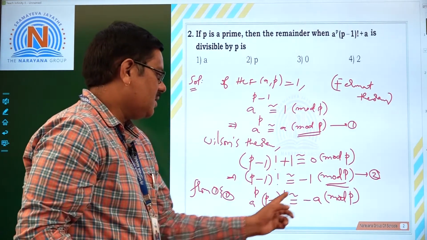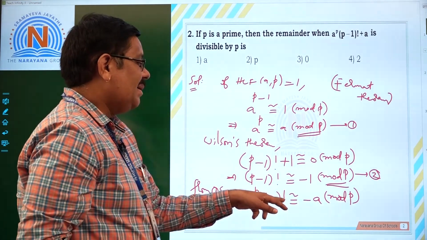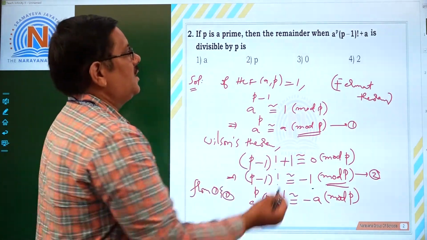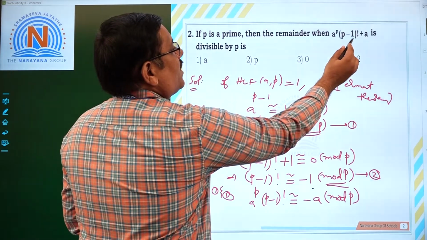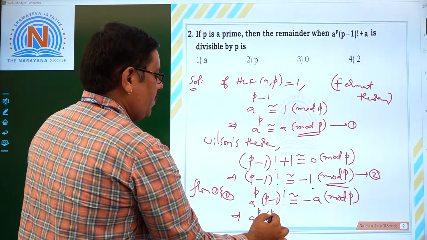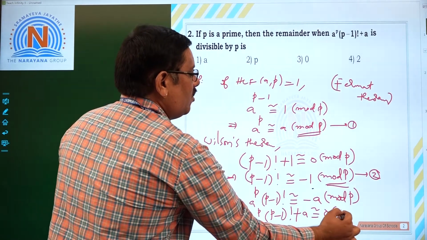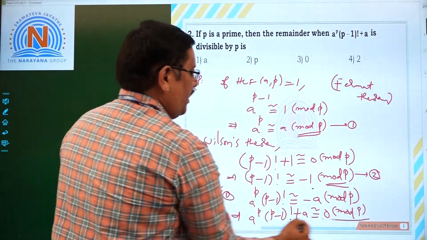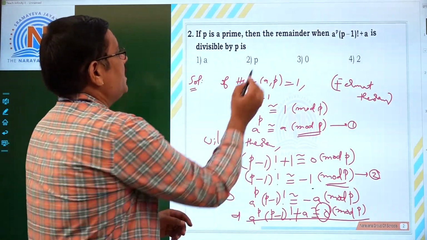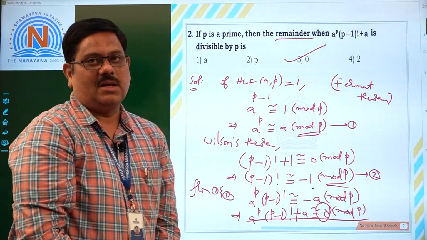Now add a on either side, so it becomes a power P times of P minus 1 factorial plus a is congruent to minus a plus a, which becomes 0. I'll write it: a power P times of P minus 1 factorial plus a is congruent to 0 modulo P. So whatever 0 we have, that will be the remainder. So that remainder is 0. That is nothing but the third option for us.